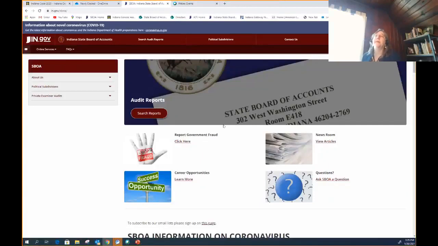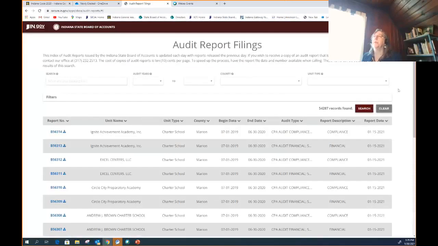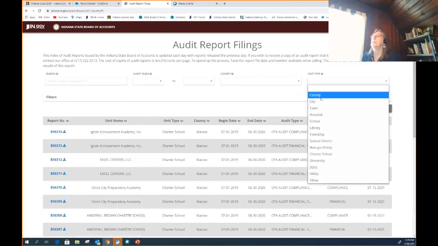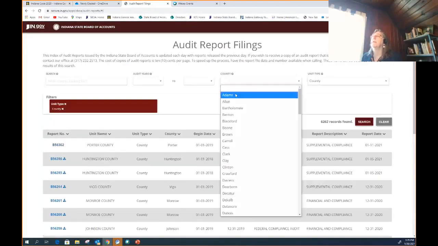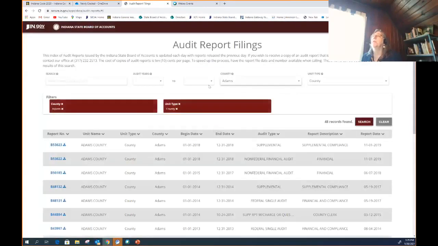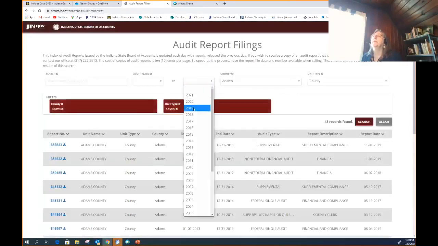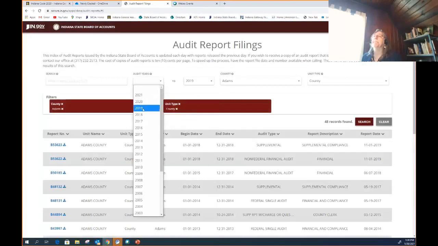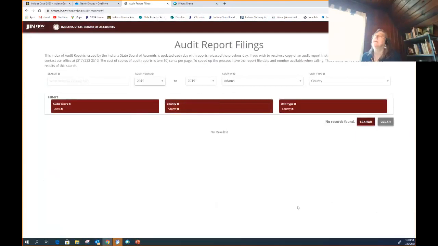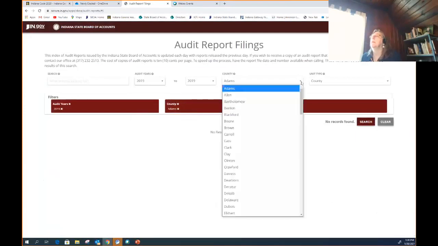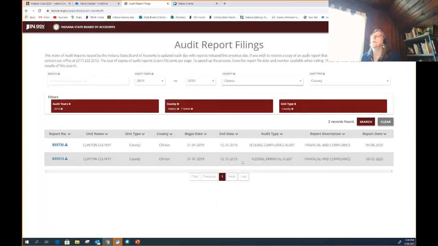Okay, so when I talked about the audit reports, and Ricky went over this, on the very home page for the SPOA, it says search audit reports. So if you click on that, it brings up a searchable database. So you can put in county for the unit type and your county name. We're going to pick on somebody that comes up quickly. So Adams, and we're looking for 2019 numbers. Adams hasn't been done yet, so that's probably not a good thing. Let's see, somebody that might be done. Okay, Clinton was done.